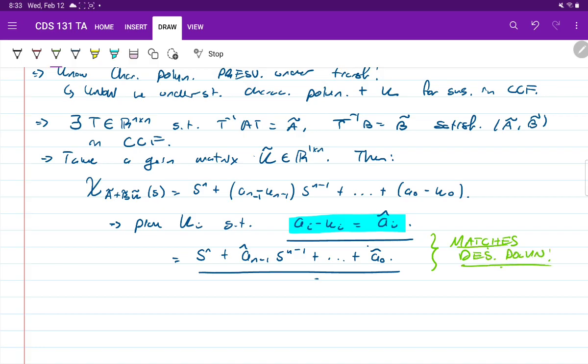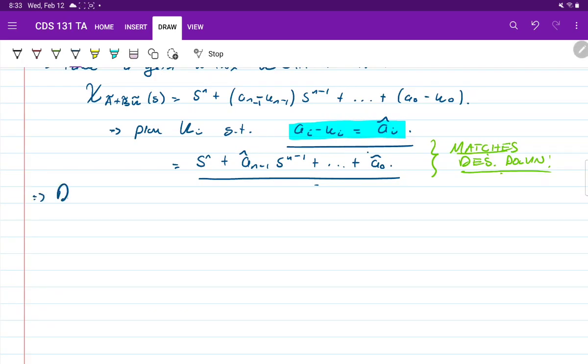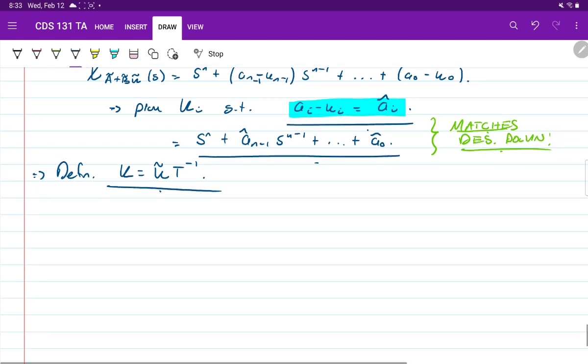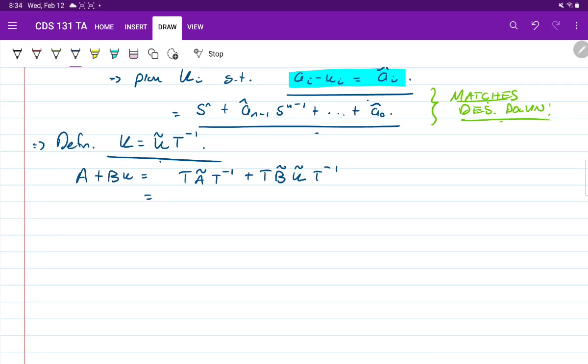But this is still in the wrong coordinate system, right? This is still in the T transformed coordinate system. So in order to pull this back to the correct system, I'm going to have to invert this transformation. First I'll define a new matrix, K equals K tilde T inverse. So I'm effectively taking my gain matrix and inverting this transformation. Under this gain, A plus BK will equal T times A tilde times T inverse plus T times B tilde times K tilde T inverse, which equals T times A tilde plus B tilde K tilde times T inverse.